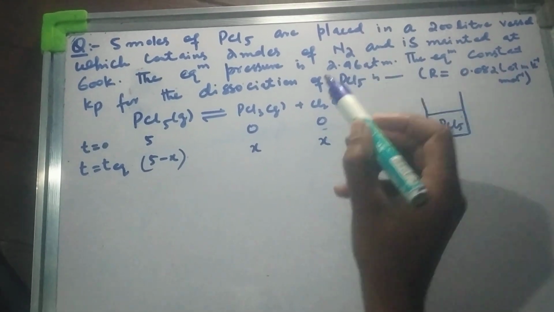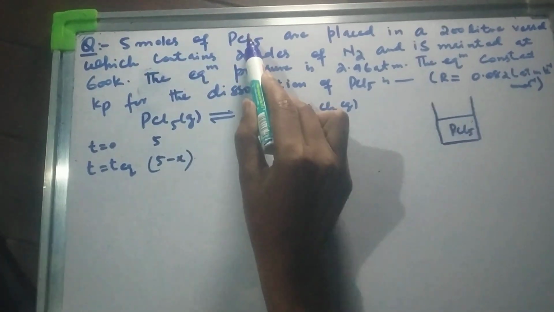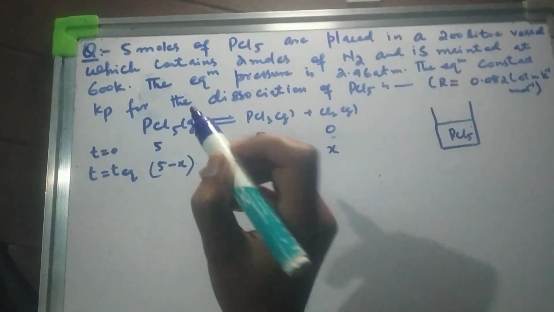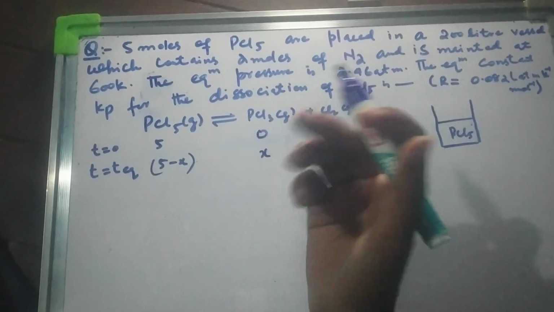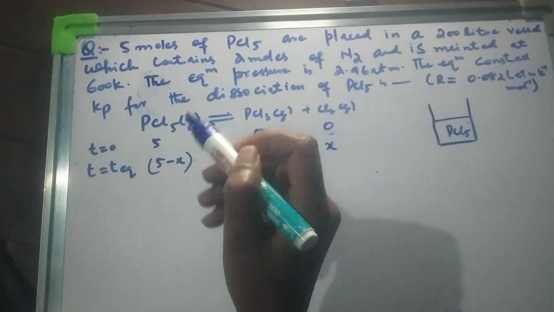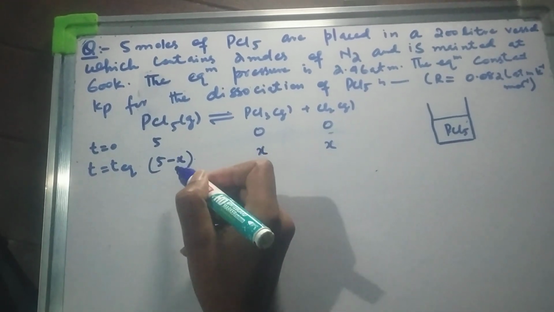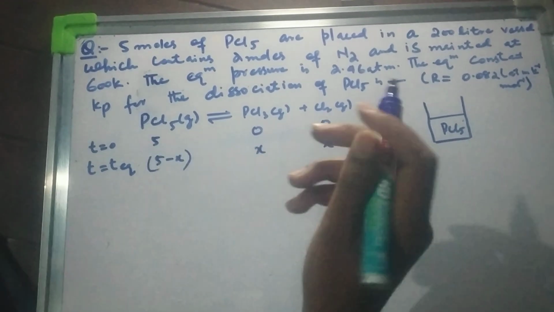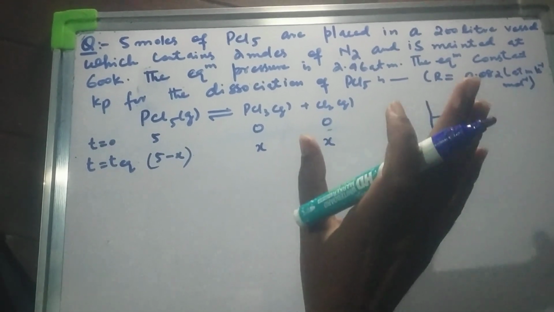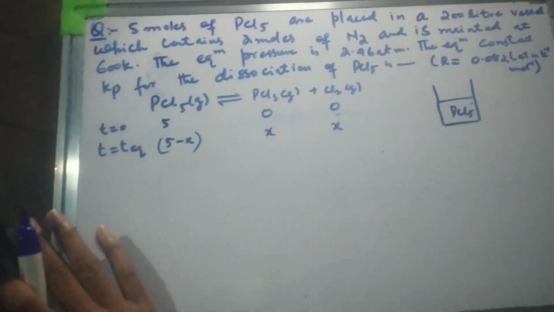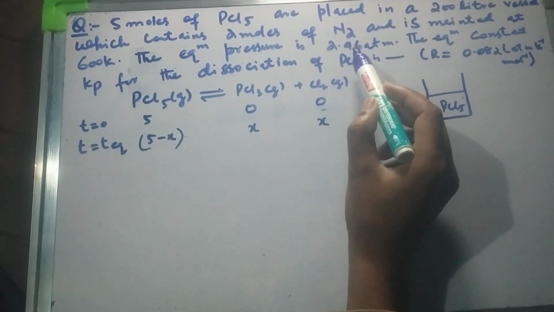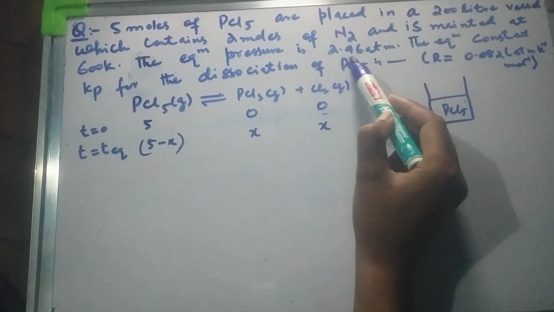This is given in the question, 5 mole of PCl5. At equilibrium, the reactant breaks into some product. Let's say X moles of the reactant break, then the products formed are also X each. The value of the equilibrium pressure is 2.46 atm.